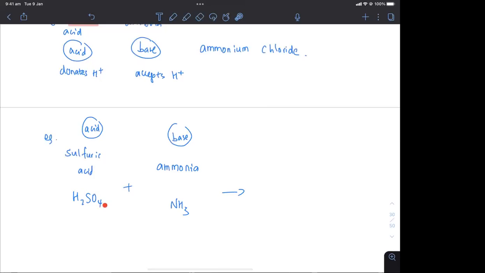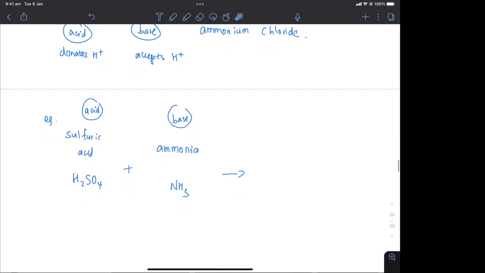What is the name of the salt that comes from sulfuric acid, Africa? Sulfate. Sulfate. So ammonium. When ammonia forms a salt, it will form an ammonium salt. So it's ammonium sulfate. Okay? Because the base will take away the H plus from the acid. The salt is ammonium sulfate.